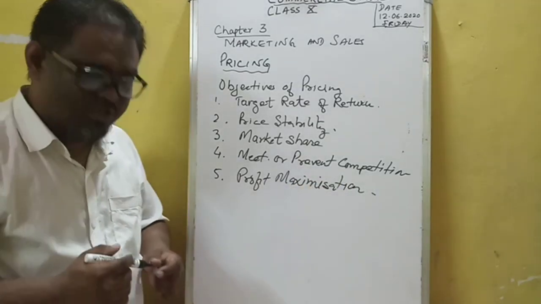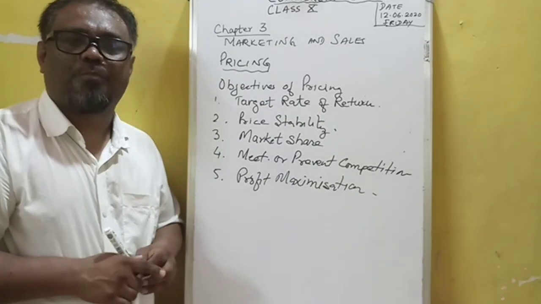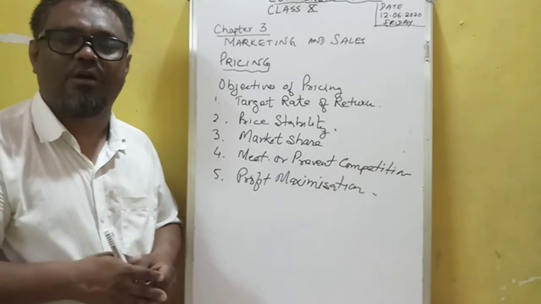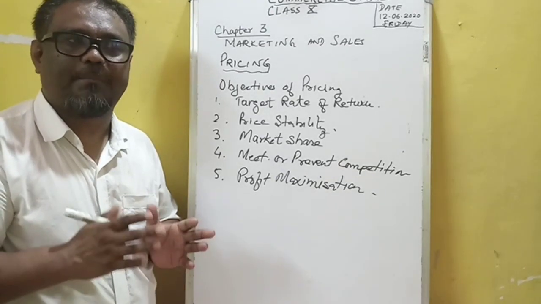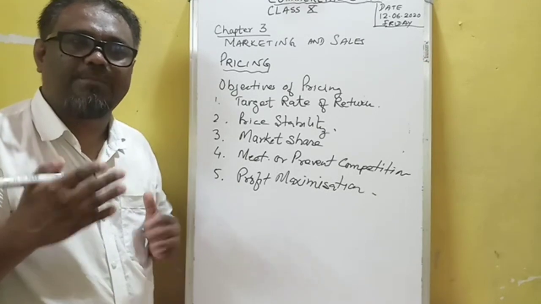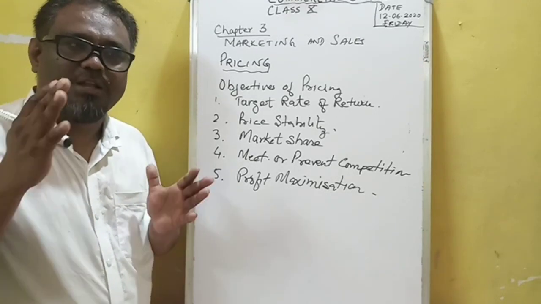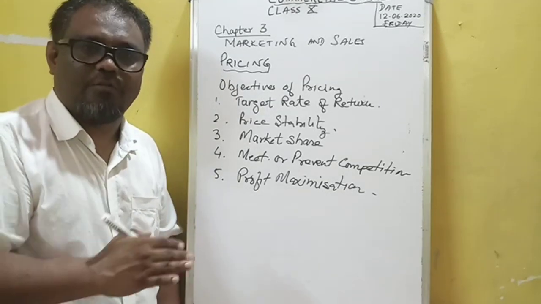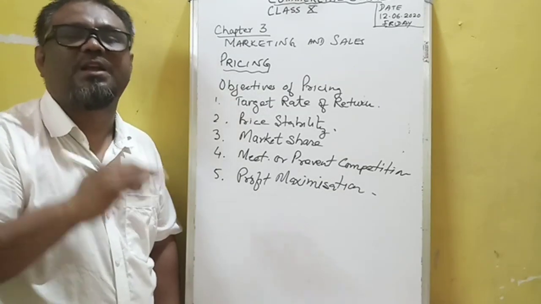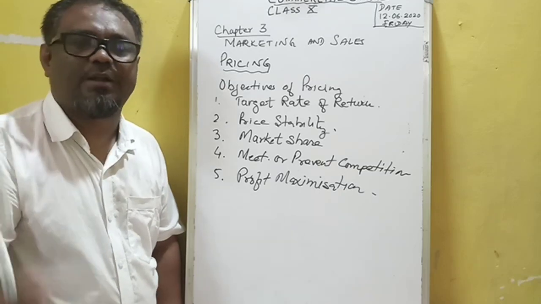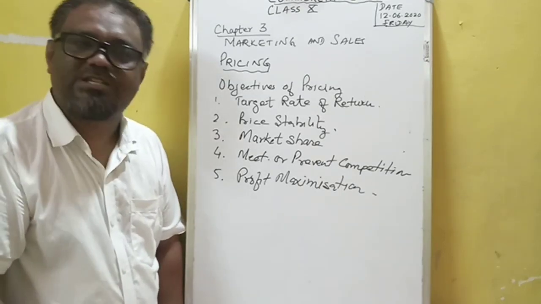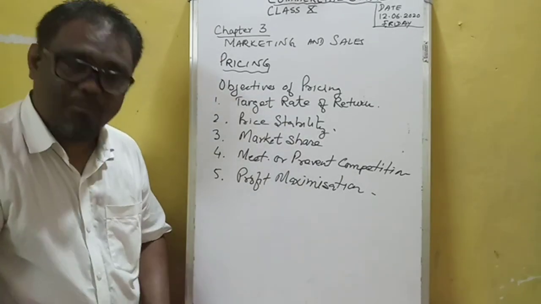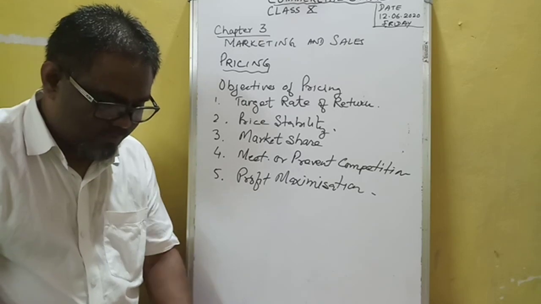And also profit maximization. A firm always wants to earn profit. The more he raises the price, the more profit he has. But he should not decrease the price in such a way that the firm cannot earn a profit. The price has to be kept in such a way that the firm is able to earn a profit from the sale of its product. A firm always tries to earn as much as possible.